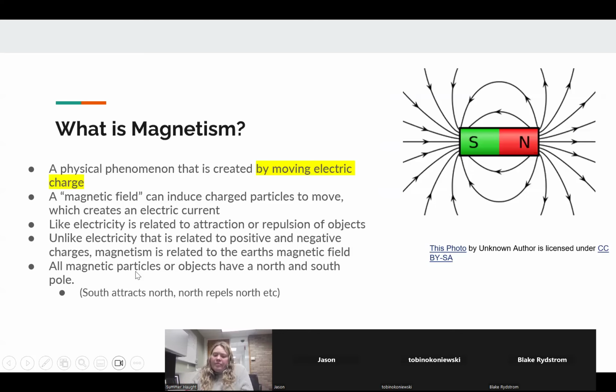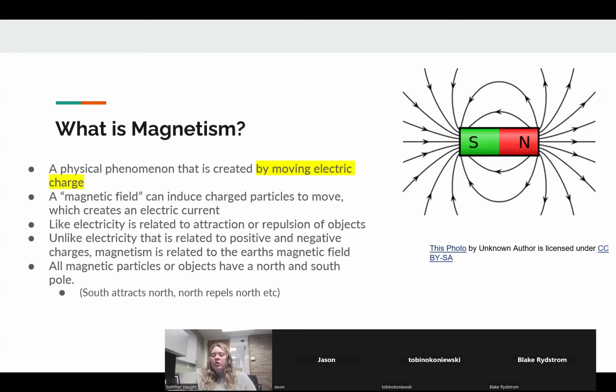Okay, so now what is magnetism? This is where it's confusing to understand how magnetism comes into play in electricity, but really they go together, electricity and magnetism, hence electromagnetism. So magnetism is a physical phenomenon. It's created by moving electric charges. I highlighted that to emphasize this is one way they're related. So essentially a magnetic field creates an electric field and vice versa as well. So that's why we're talking about it here too.